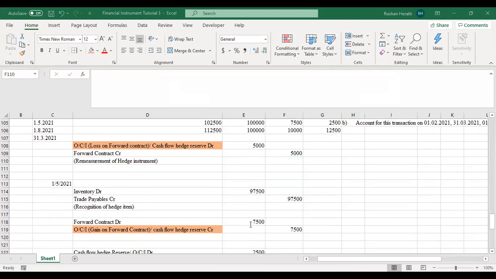The treatment for the amount recognized in the cash flow hedge reserve depends on whether it is highly probable. Once the hedge item is recognized, the balance in the cash flow hedge reserve is included in the cost of the asset or liability.